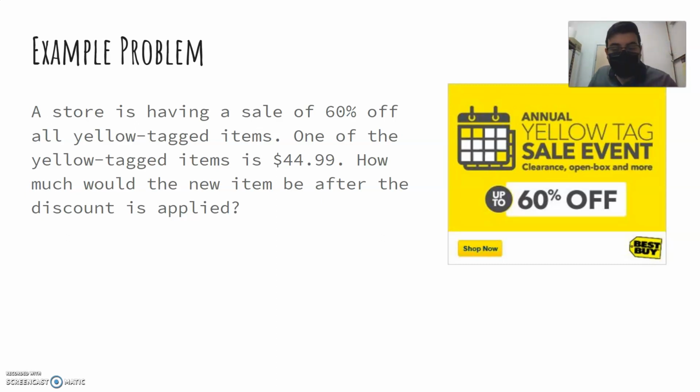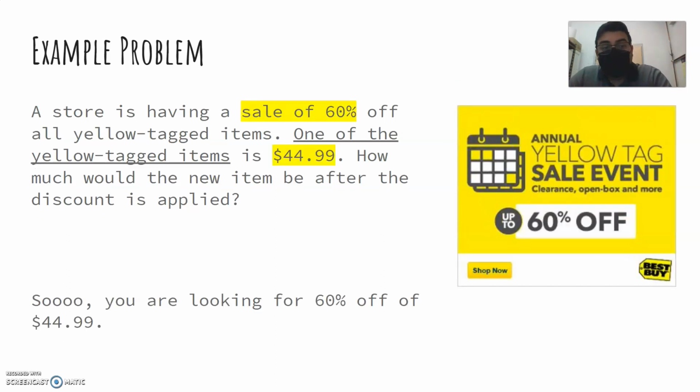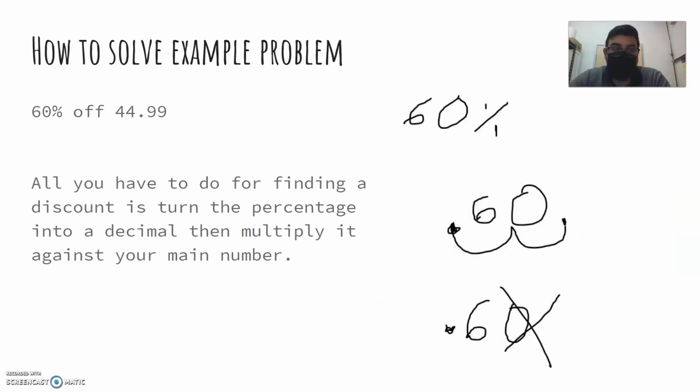What's going on? So you need to highlight all the parts that stand out, the stuff that you're going to be doing. So sale of 60%. You want to highlight that. You're looking for 60% off one of the yellow tagged items. So you're only looking for one thing, and that's $44.99. So all you're looking for is 60% off of $44.99. Get rid of all the other words. What's 60% of $44.99?